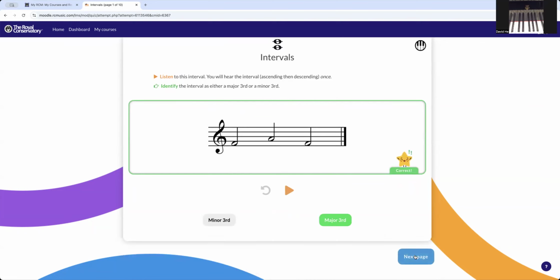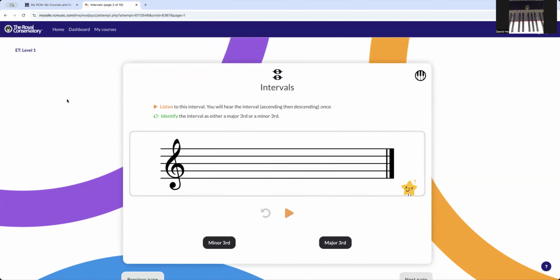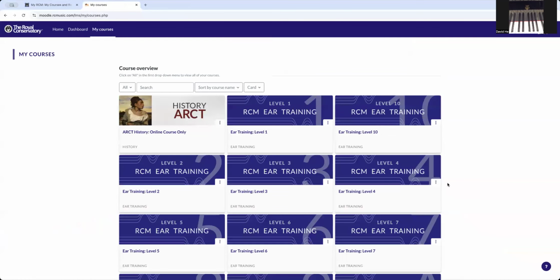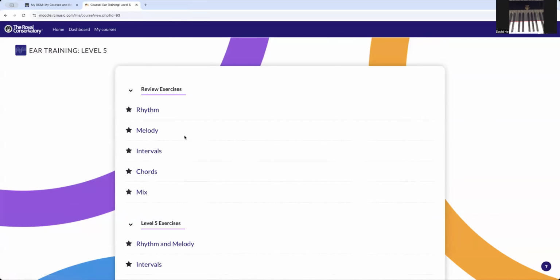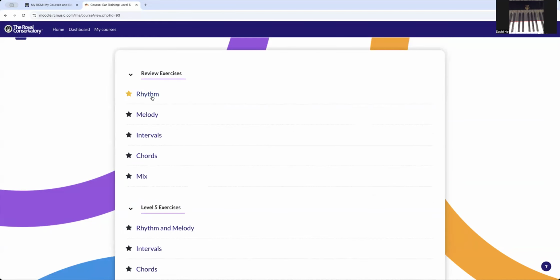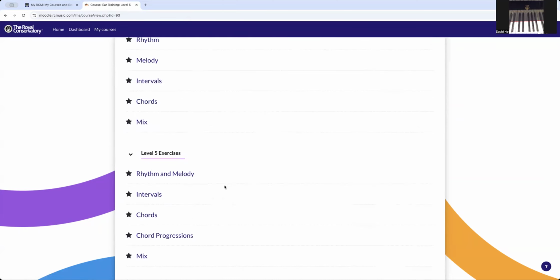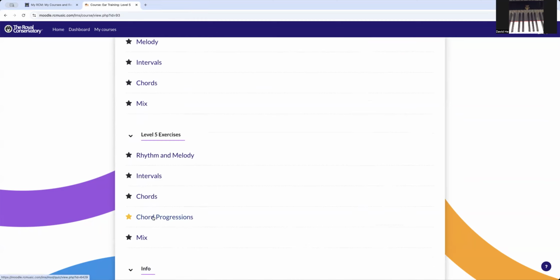So that's basically everything that we hear, all the questions about intervals. We don't have time today, so we're going to quickly take a look at the level 5 or level 6 ear training. What are we going to do here? The same thing: rhythm, melody, intervals, chords, and everything included. There are also progressions in here, like 4 5 1 or 1 5 4 1. You have to recognize each one.